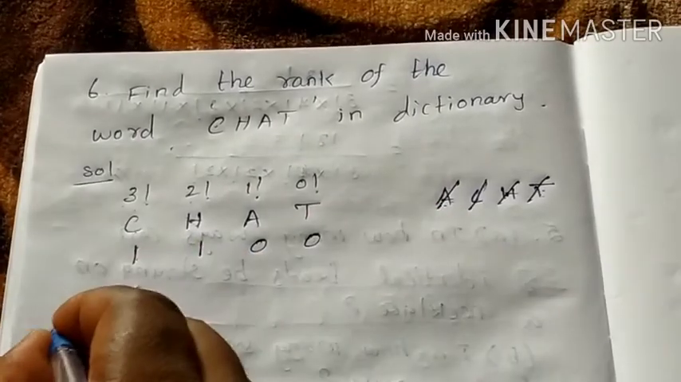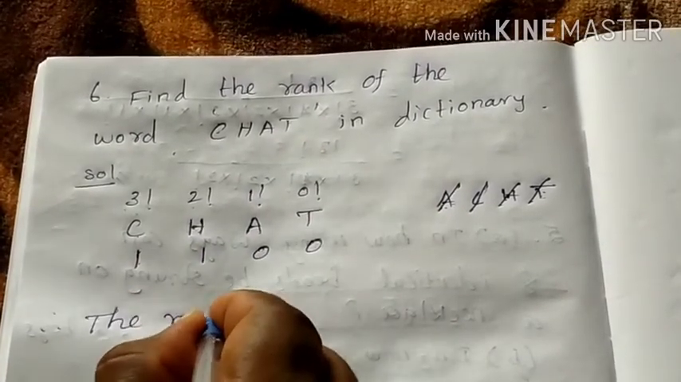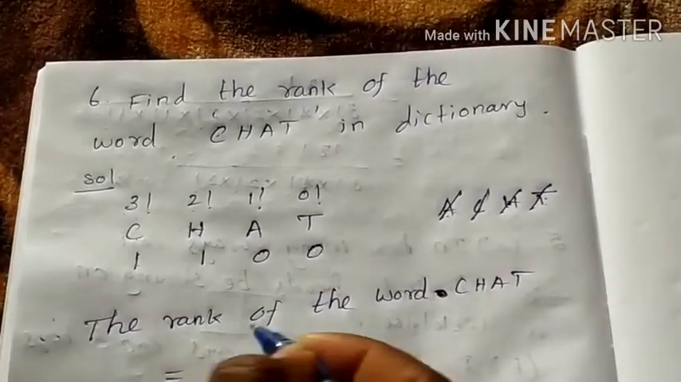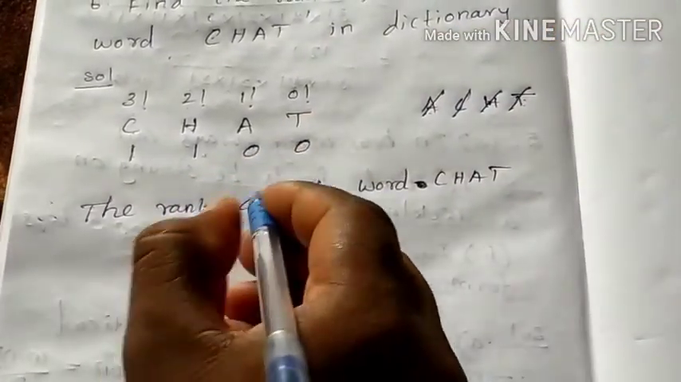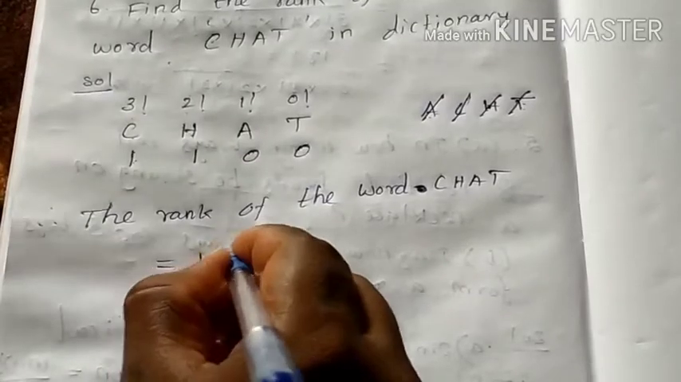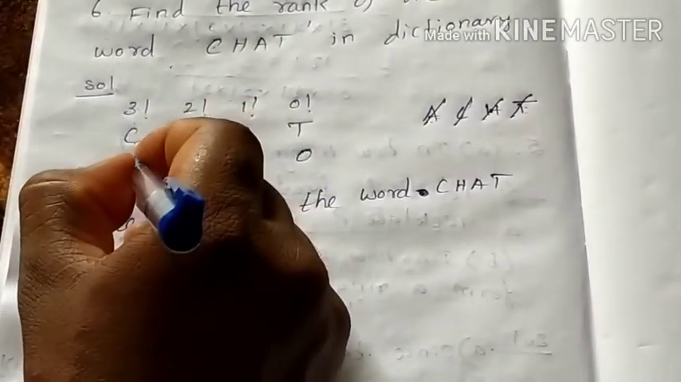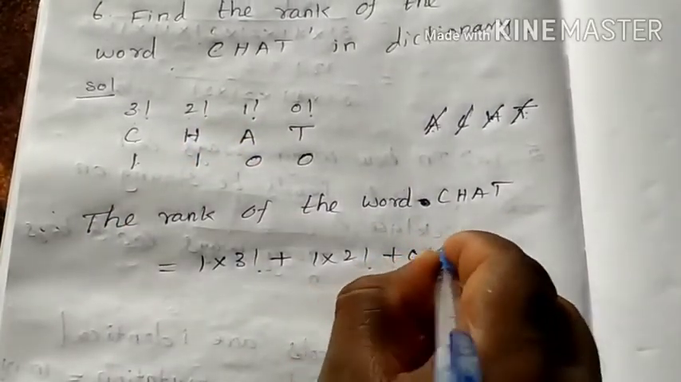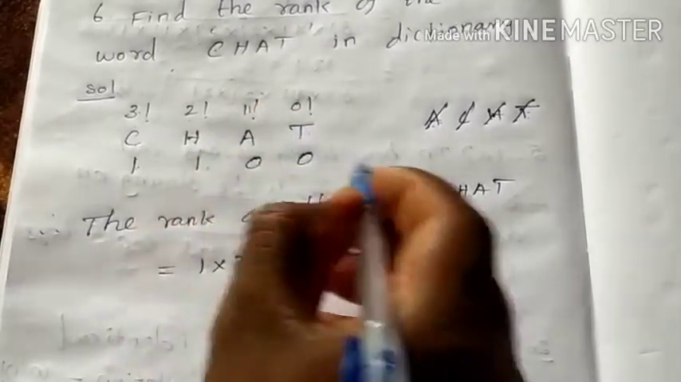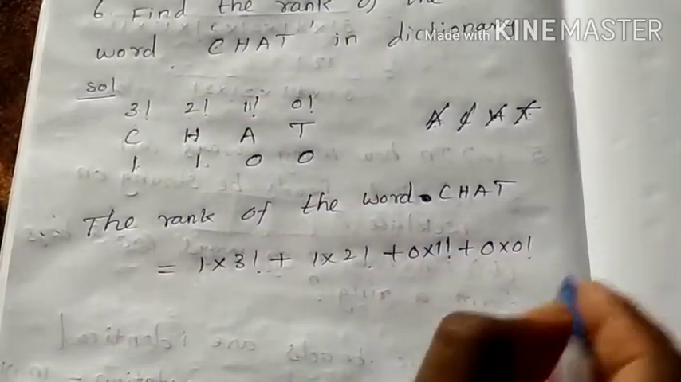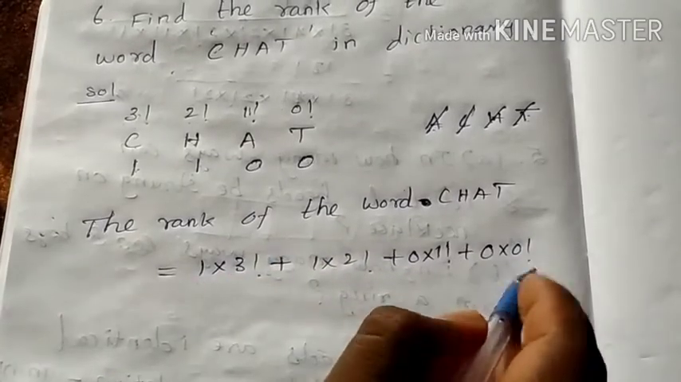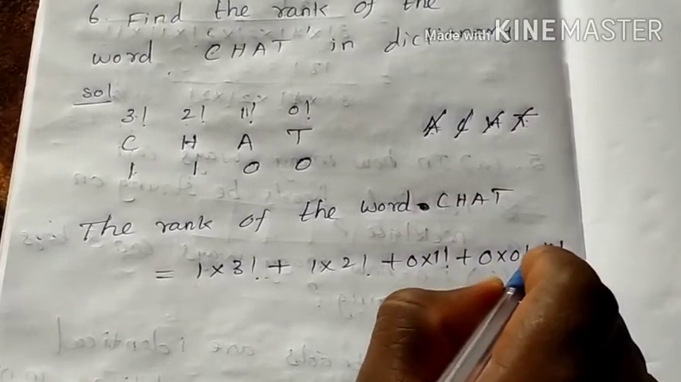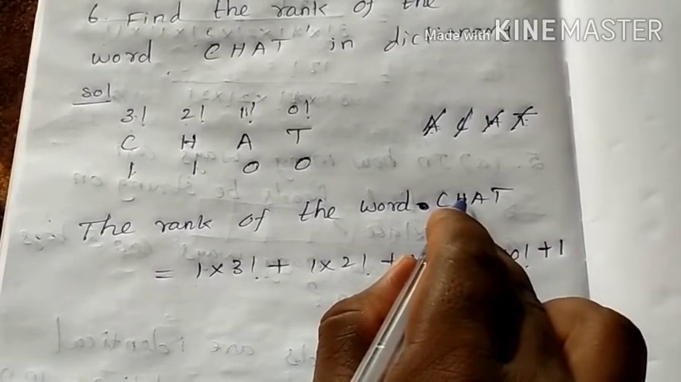That's all. Therefore, the rank of the word CHAT is equal to 1 into 3 factorial, the product of these two values, plus 1 into 2 factorial, plus 0 into 1 factorial, plus 0 into 0 factorial. Okay, then write plus 1. Don't forget, this is the important one, because CHAT is also one of the words of the dictionary.